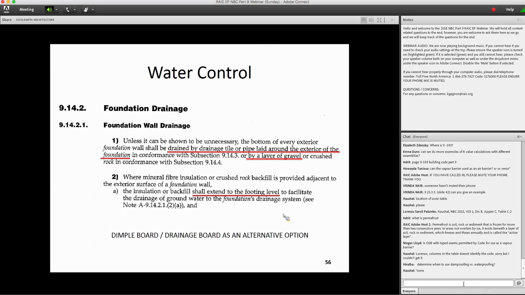This is for you guys just to know, dimple board is what you can use as well, which is a layer that has some airspace and it has to be extended to the footing level. What it does, this is what the code tells you, is facilitate the drainage of groundwater to the foundation drainage system. So any water that is pushing the wall, the hydrostatic pressure will be decompressed and drained down to the drainage system.